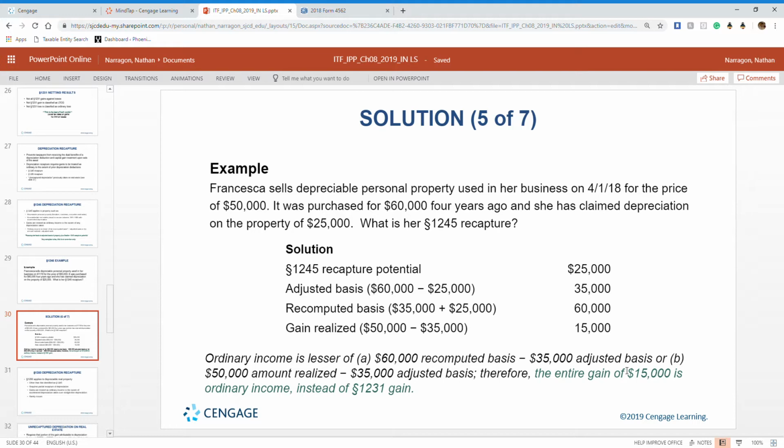That's when we have to basically recapture our depreciation. So sometimes it's good, sometimes it's bad. But the gain, since it is less than the depreciation, is entirely ordinary income and will be taxed as such. And that's really all we're trying to get you to know, exactly how to compute these 4 items, and then basically find the lesser of the two.